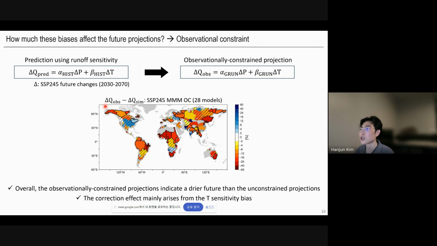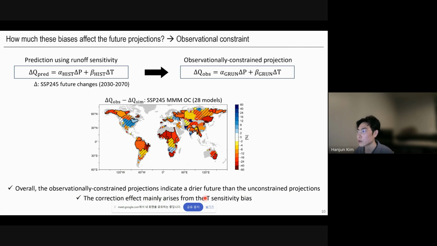This is the resulting correction effect. This is the observationally constrained projection minus the original model simulation, and this is the multimodel median map. As you can see, most basins have negative values. So overall, the observationally constrained projections indicate a drier future than the unconstrained one. And this correction effect mainly arises from the temperature sensitivity bias.